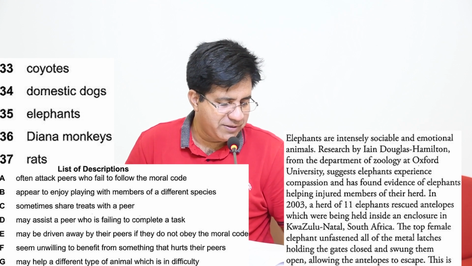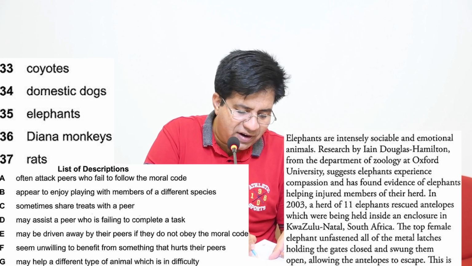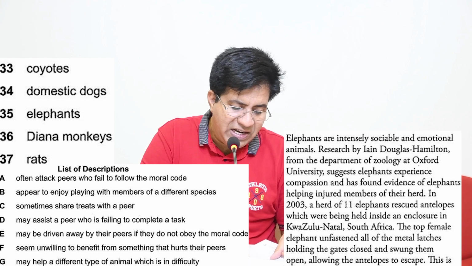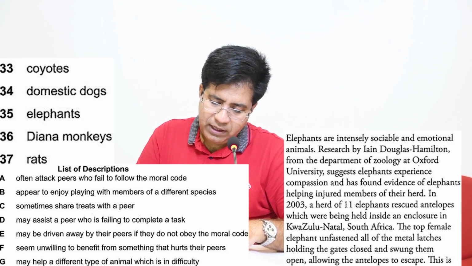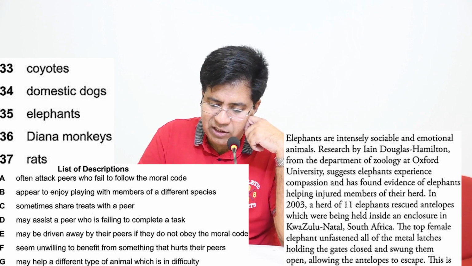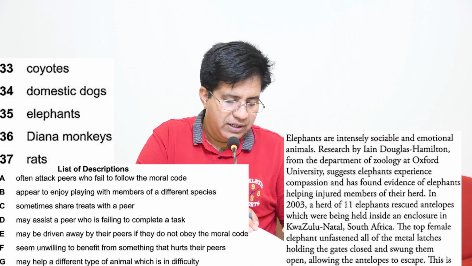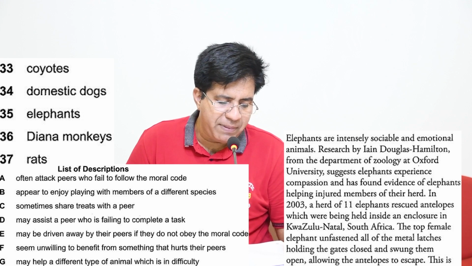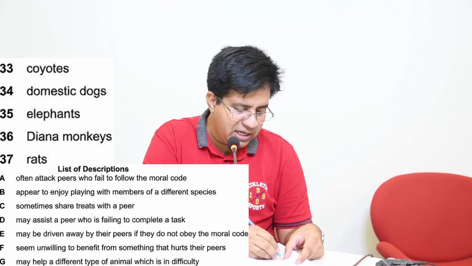So, which option may help a different type of animal? Now tell me, what is the word for different type of animal? Antelope, which is in difficulty. What is the word for in difficulty? In difficulty. Being held inside an enclosure in KwaZulu-Natal, South Africa. So that is difficulty. So the correct answer for question number 35 is G. May help a different type of animal which is in difficulty. Now, should we cross G?